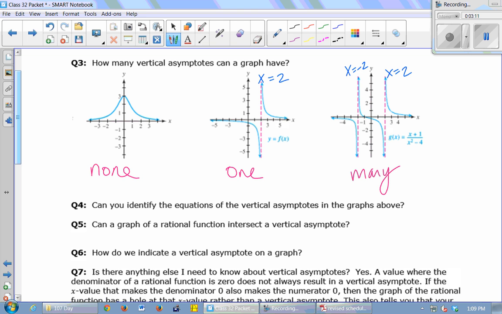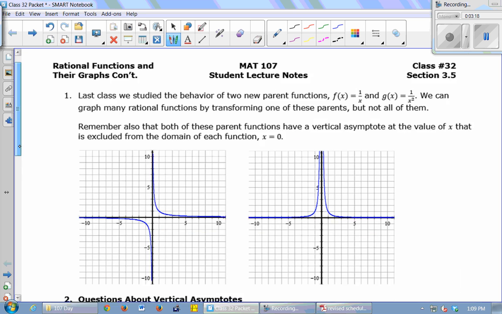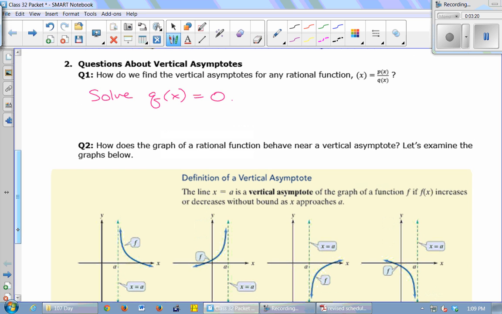How many values of x make the denominator equal to 0? Right, so to find vertical asymptotes, that was the first question. Your rational function is p of x over q of x, a polynomial over another polynomial. And you get vertical asymptotes when that denominator q of x equals 0. So however many solutions there are to this equation, that's how many vertical asymptotes you get. So it's possible to have none. It's possible to have 1 or more.